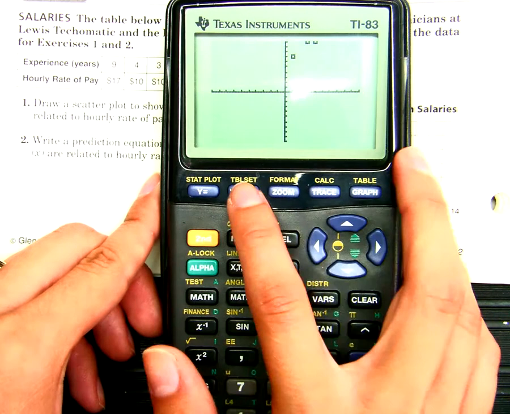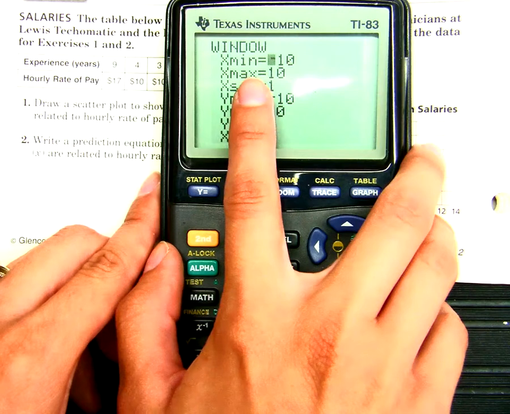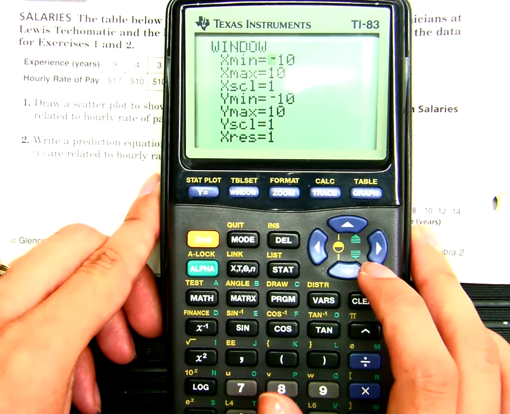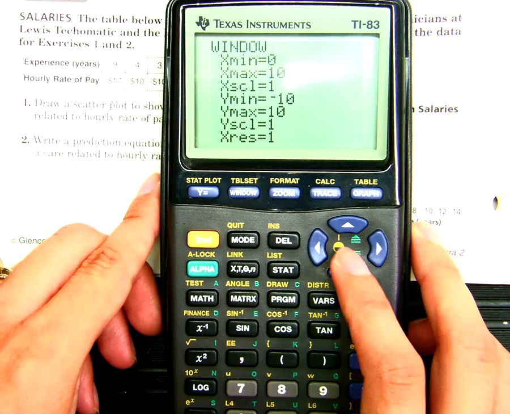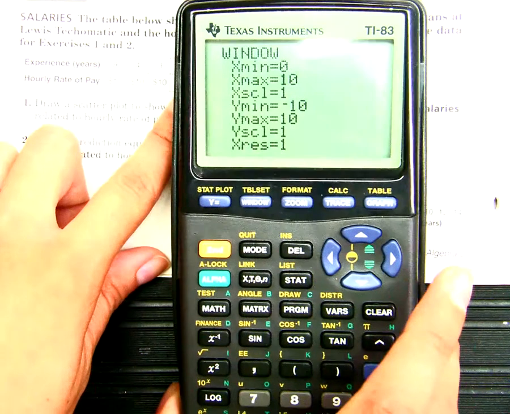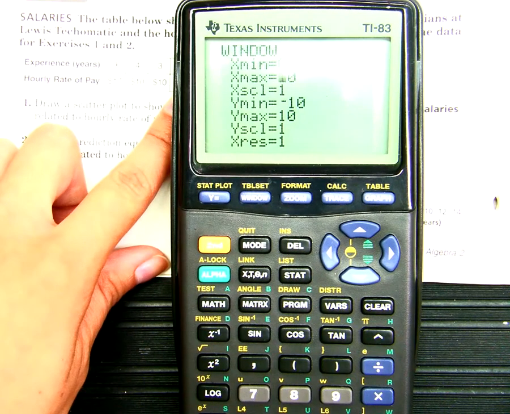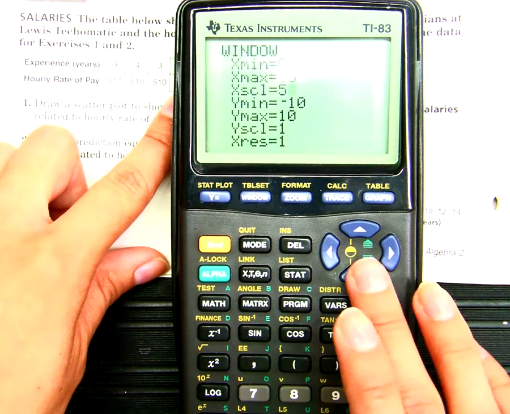Let's go back to our window and think about what our x min is. What's the lowest value of x in your table? That was 3. So we're going to go down to 0 because we want to be lower than that. Our maximum in the x direction was 12, but we want to be larger than that, so let's go to 15. And let's go by 5s.